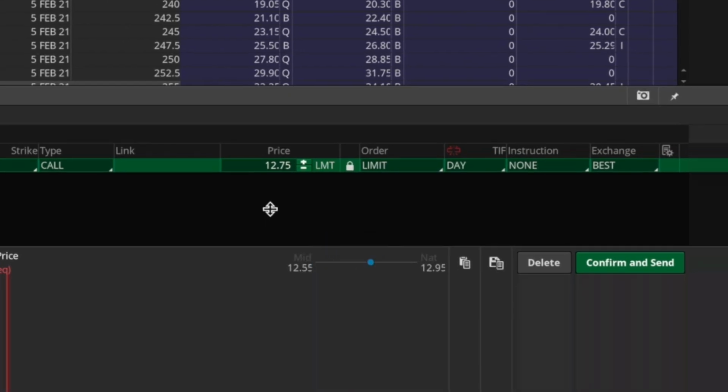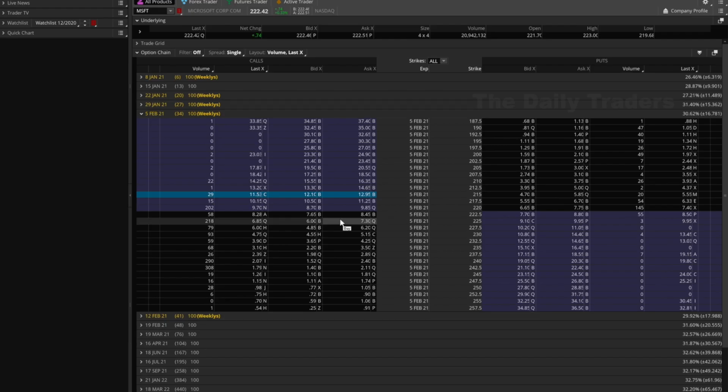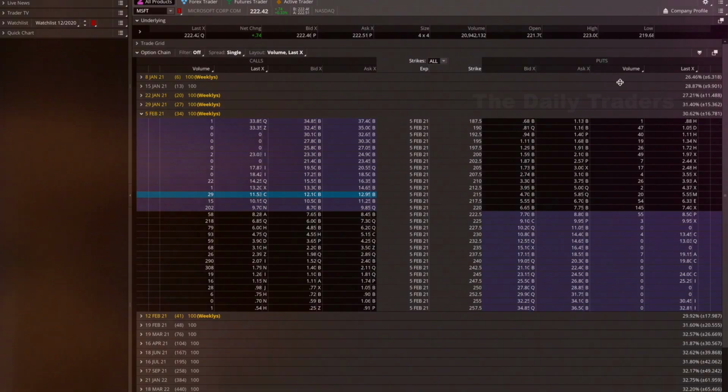And then once you've done that, all you have to do is hit confirm and send. That is how you buy an options contract. Very straightforward. Same thing applies if you're going to buy a put. It's going to be even easier if you're using Robinhood, and on every brokerage, you still will have the ability to place a limit order, and I highly recommend you do that. So everything I just went over, the same thing applies to the other side, which would be puts.